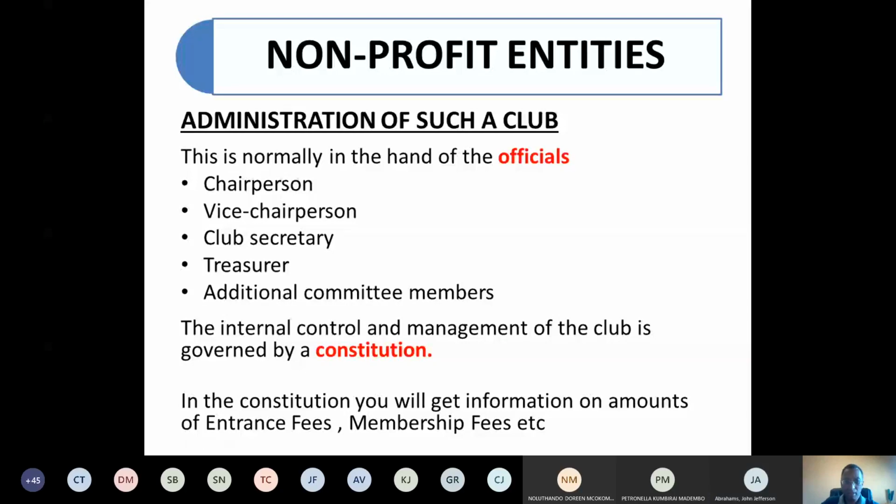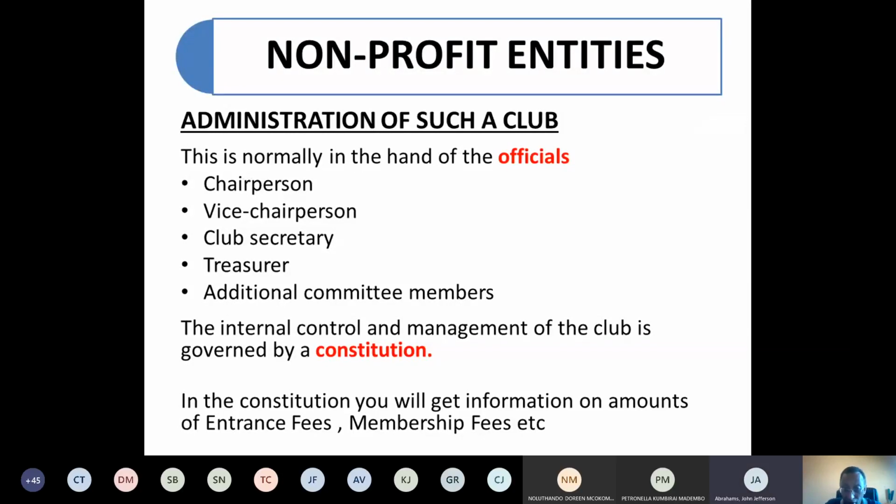Now, these clubs are administered by certain people which are called the officials of the club, and sometimes they are referred to as the office bearers. The office bearers of a normal club will consist of a chairperson. You will have a vice chairperson. There's normally a club secretary. There's normally a treasurer. And you may also have additional committee members, depending entirely on the size of such a club.